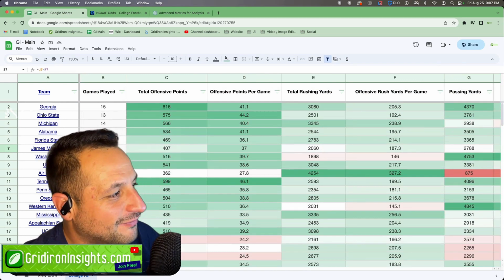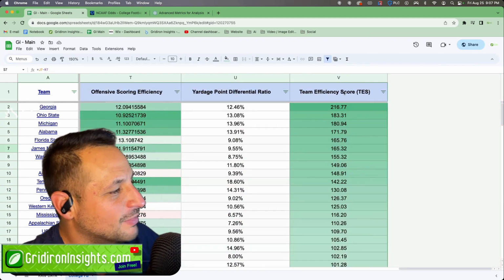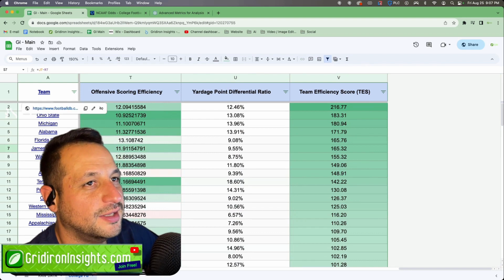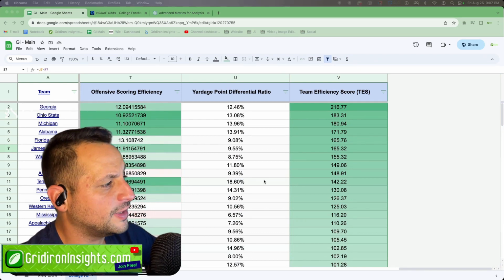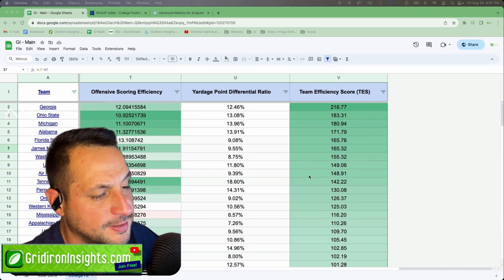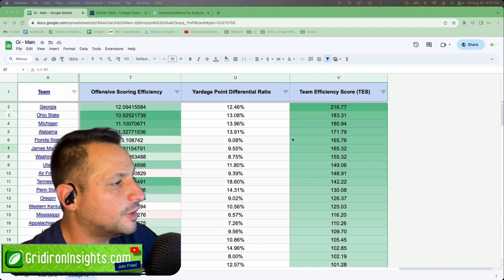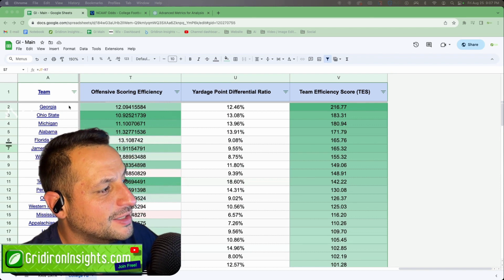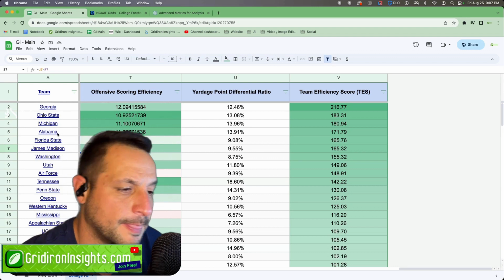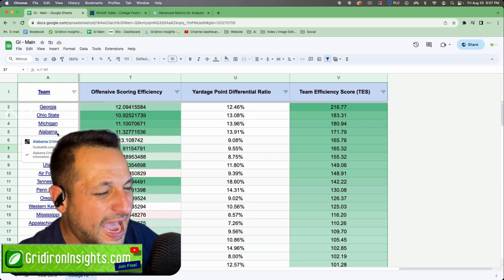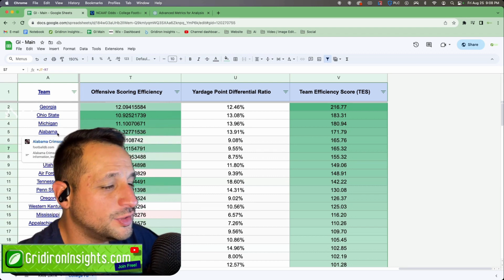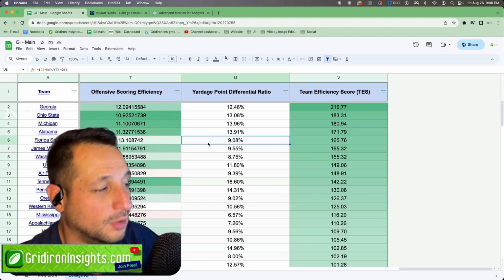But what we have here is looking now at the team efficiency score metric that we created, which has weighted scores for the important metrics that we're analyzing these football teams with. We could say these may be some of your better teams in the country. Of course, when it comes to football, you have to do this by conferences. We're doing this by the entire pool.